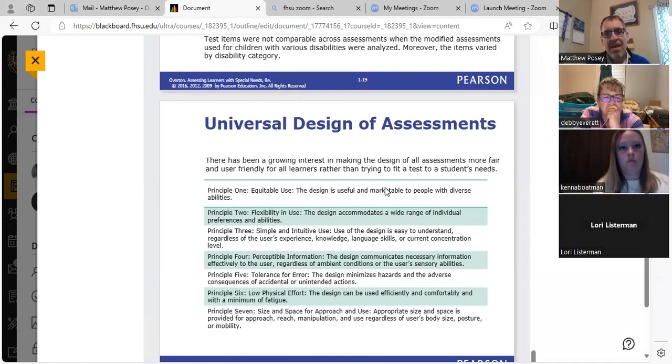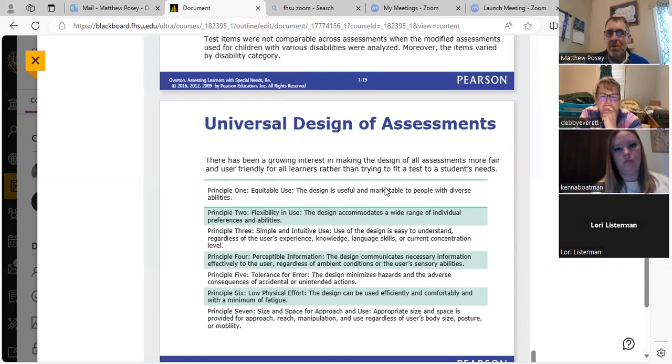There's a few parts to that. And so equitable use. So looking at assessment, just making sure that it's marketable to people that have diverse abilities. Also flexibility in use, looking at that accommodates a wide range of individual preferences and abilities. Another one is simple use. So the use of design, it's easy to understand regardless of the user's experience or knowledge, skills.